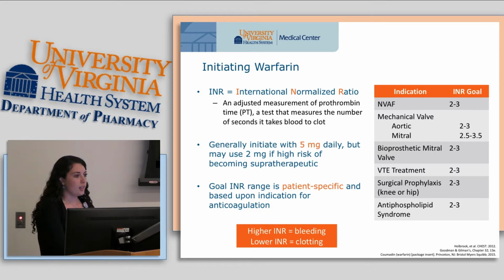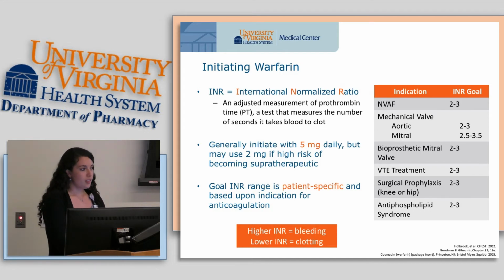But the INR can take this number and change it into a standardized number that can be used at all different institutions. And so if you get an INR of 1.3 here at UVA, you should get the same INR if they do the point of care testing at the clinic or at a laboratory at Martha Jefferson, and so on. And so this is what the INR is looking at, and this is the standard of how we monitor warfarin. So a higher INR is more likely for bleeding, and a lower INR is more likely for clotting.